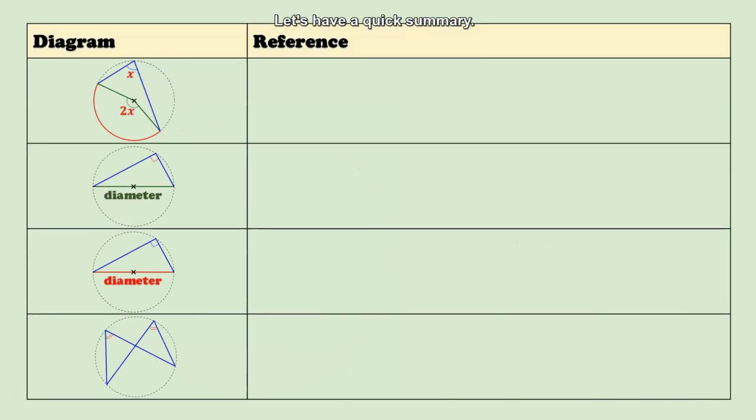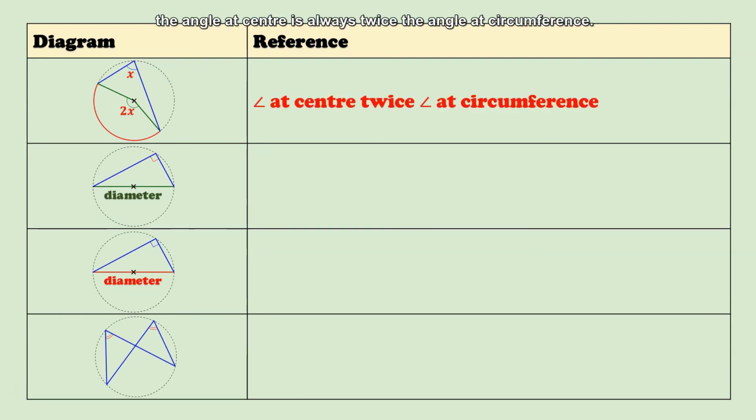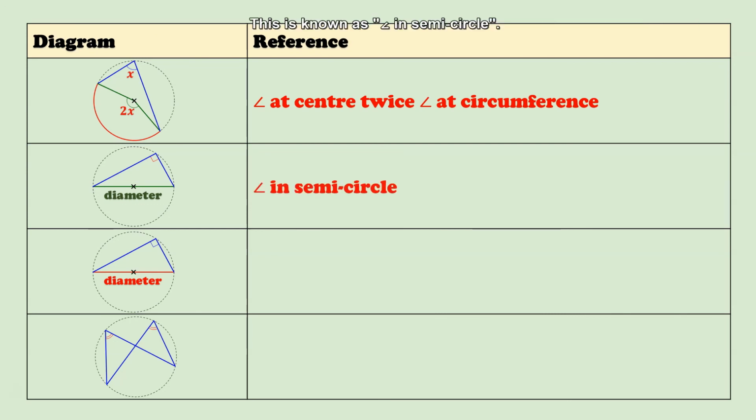Let's have a quick summary. In this video, we have learned that the angle at center is always twice the angle at circumference. Based on this property, we can derive three more properties of circles. First of all, we know that a diameter always subtends a right angle at circumference. This is known as angle in semicircle. Conversely, when we have a right angle at circumference, it is always subtended by a diameter of the circle. And this is converse of angle in semicircle.